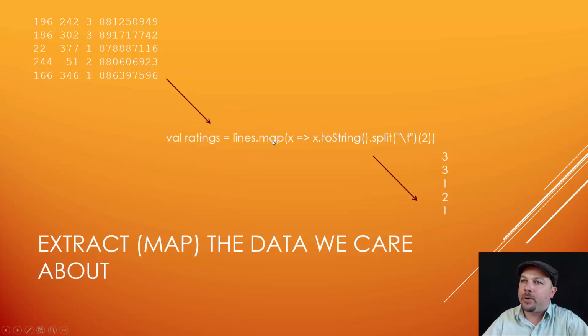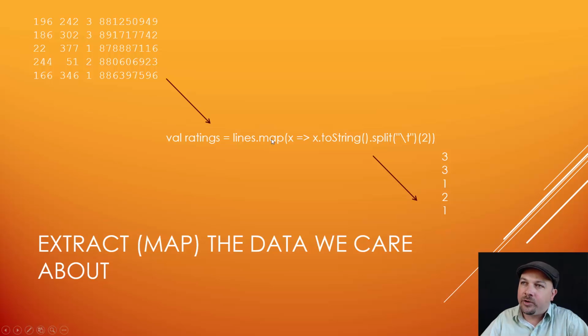Basically, we're calling map on that lines RDD to transform it into a new RDD called ratings that parses out each line of the lines RDD and only extracts the field that we care about, that third field, which is the actual rating value itself. Remember, our end result is just the breakdown of how many times each rating occurs. So we don't really care about the users or the movies themselves or the timestamps. All we care about are those rating values.